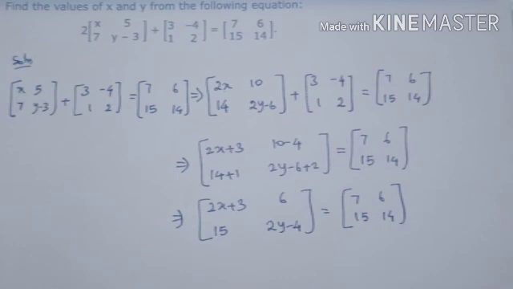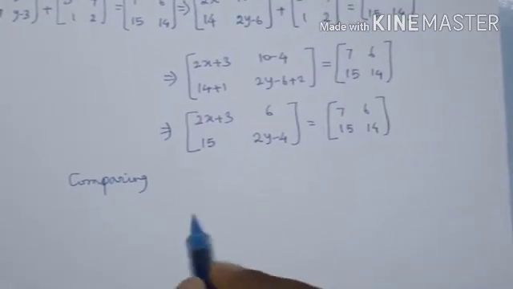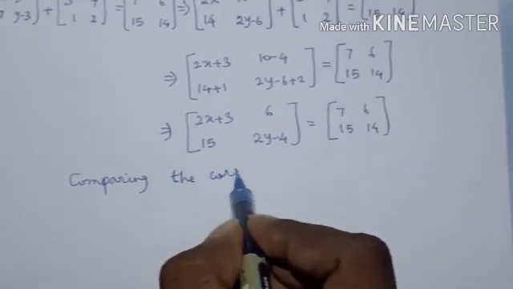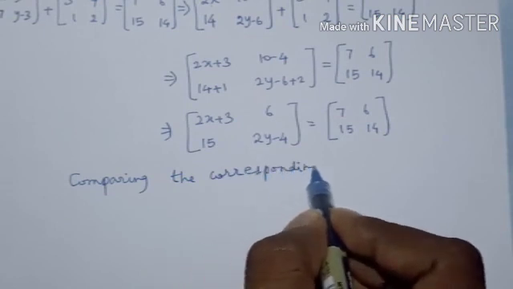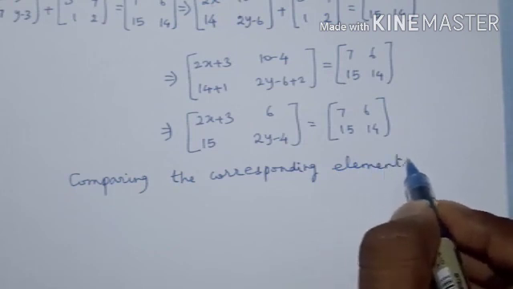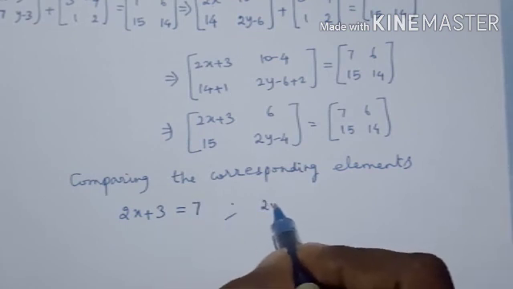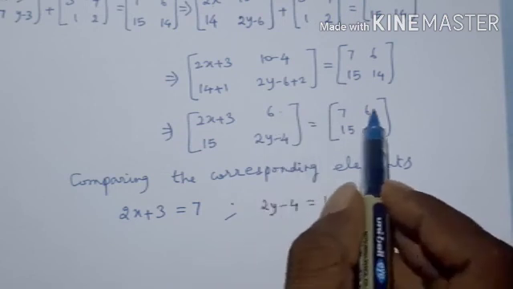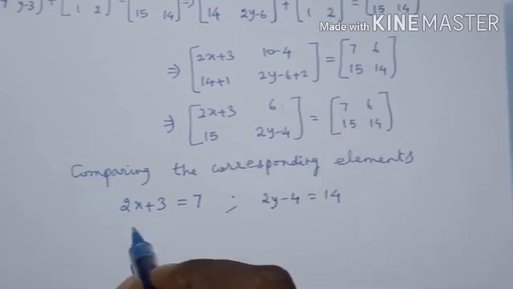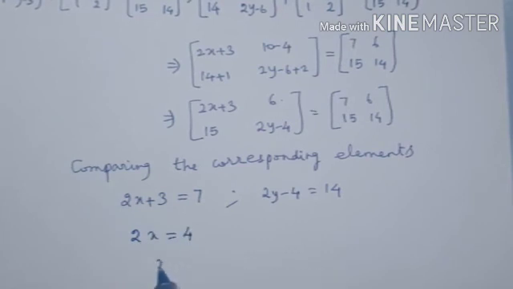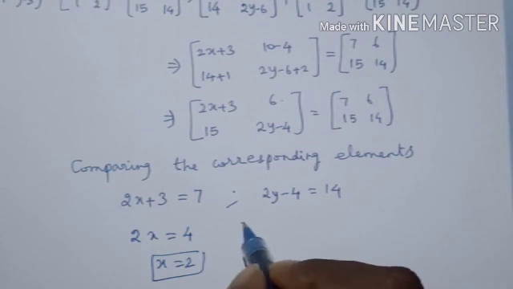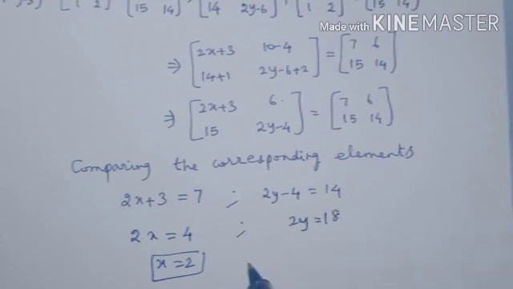Now compare on both sides, comparing the corresponding elements. So you will get 2x plus 3 equal to 7. Similarly 2y minus 4 is equal to 14. No need to compare 6 and 6, 15 and 15. Here this gives us 2x equal to 4, then x is equal to 2. Here 2y is equal to 18, then y is 9. So that's all, we found x and y.